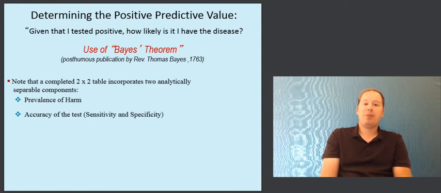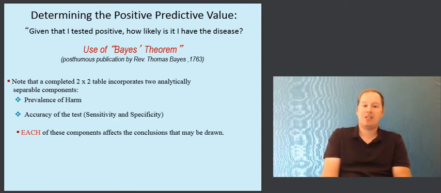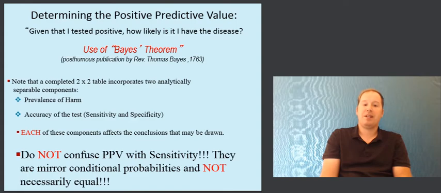Notice that when we completed the 2x2 table, it incorporated two sorts of statistics, both the sensitivity and specificity. But we also want to know the prevalence of the harm. That is, how likely is it that the person actually has the condition as a background incidence in the population? Each of these components, the sensitivity, the specificity, and the prevalence of the condition, affects what conclusions we can make about the positive predictive value.